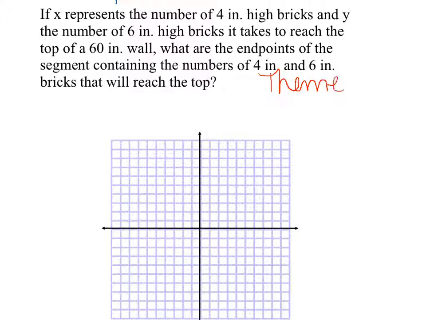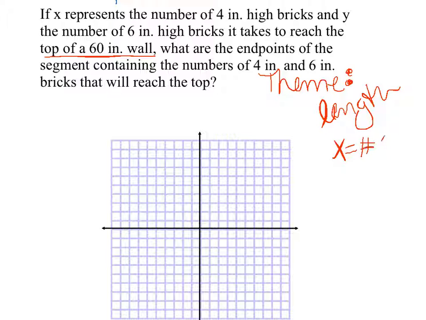The theme of this problem is the length that these bricks cover, okay? It's 4-inch high bricks, 6-inch high bricks. They want a 60-inch wall. So when we're setting this up, our variables are going to be dealing with the length of things. So do we know how many 4-inch bricks we need? We don't. So let's say x is the number of 4-inch bricks. And we don't know how many 6-inch we need, so we'll do y is the number of 6-inch bricks.